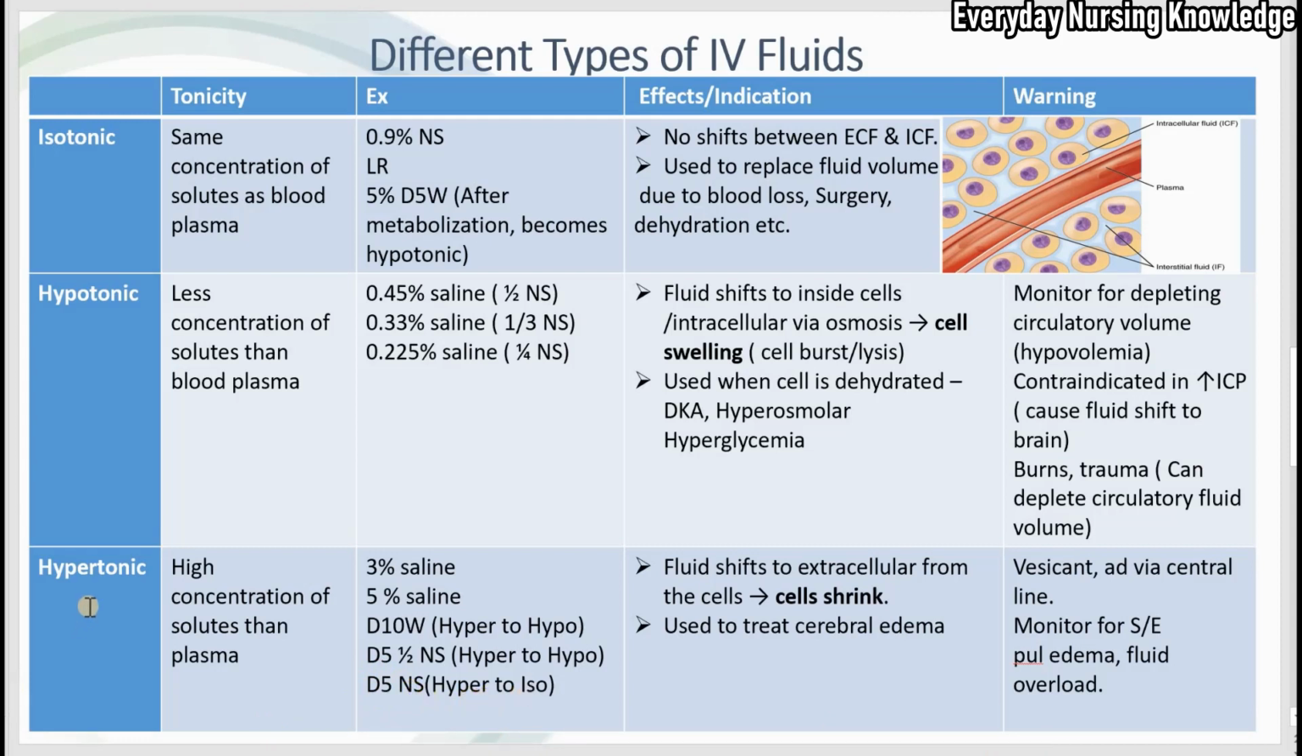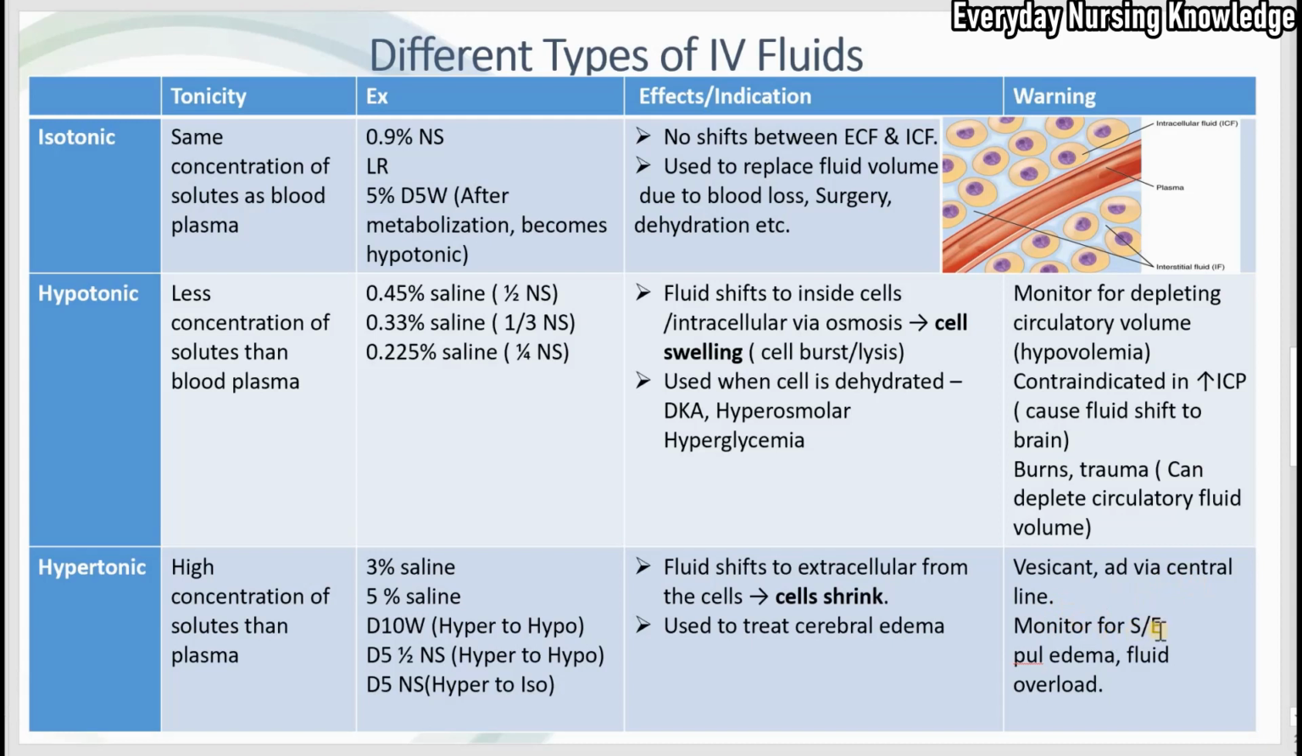So what happens when you give hypertonic fluids? It has more concentration of solute. The fluid moves from within the cells to the extracellular or to the blood volume. As a result, cells shrink, cells get smaller. So these fluids are used to treat cerebral edema. The key points you have to remember: they are vesicant, and they are usually administered through a central line, and usually these patients are in ICU for close monitoring.